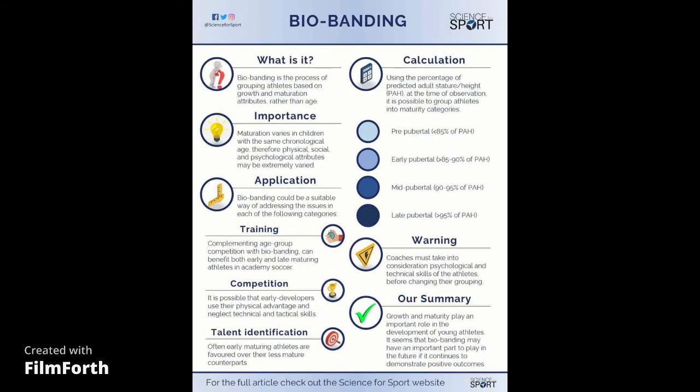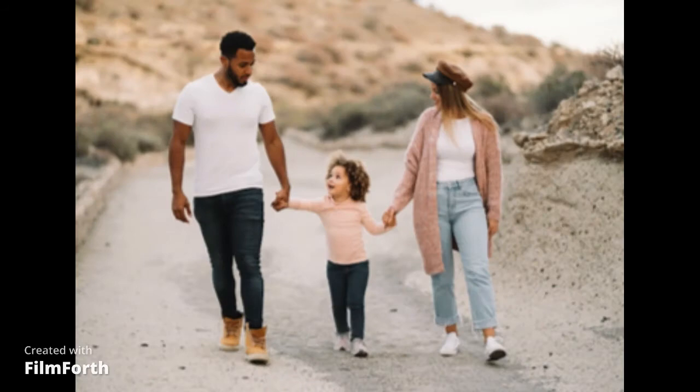This is where the concept of bio-banding comes into play. Bio-banding is a recent iteration of maturity matching for grouping youth athletes into bands or groups based on characteristics other than chronological age. The primary characteristic used is height prediction, by using the mother and father's heights to provide a target range in which the adult height of the youngster will fall.